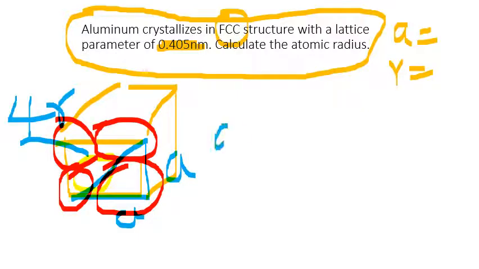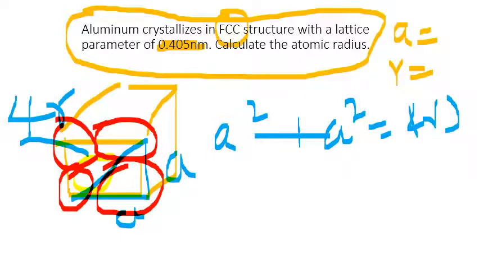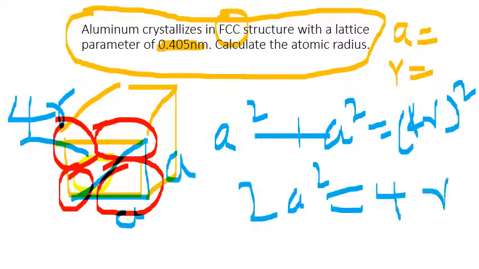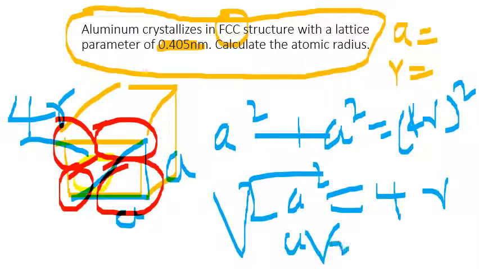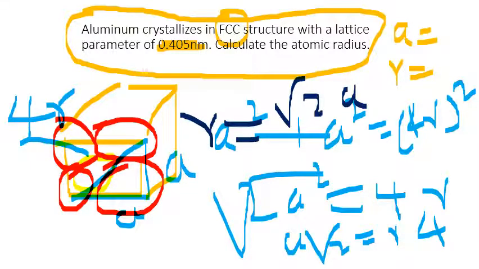Now easily you can write A square plus A square will be equal to 4R whole square, or you can write 2A square will be equal to 4R whole square. Taking the root, A under root 2 will be equal to 4R. So we can write R will be equal to root 2A divided by 4. So this is the ratio.